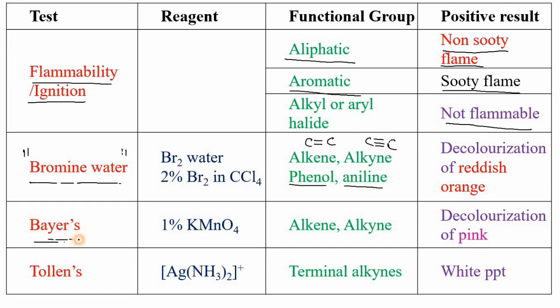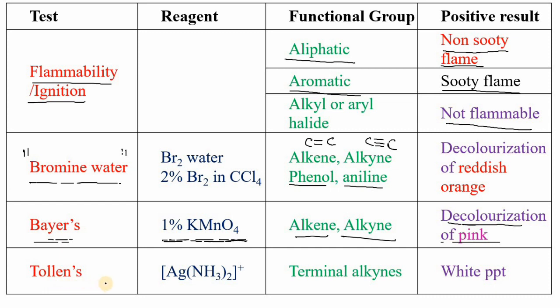Baeyer's test. This is also used for identification of unsaturated bonds in the given organic molecule. You can identify alkene, alkyne. The reagent is 1% KMnO4. The color of KMnO4 is pink. In presence of these functional groups, there is a decolorization of the pink color.